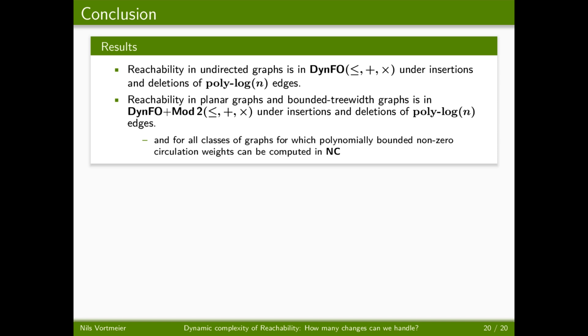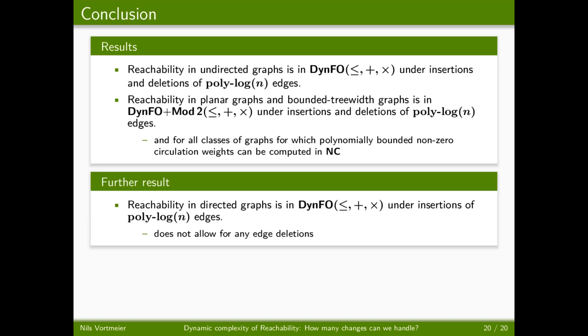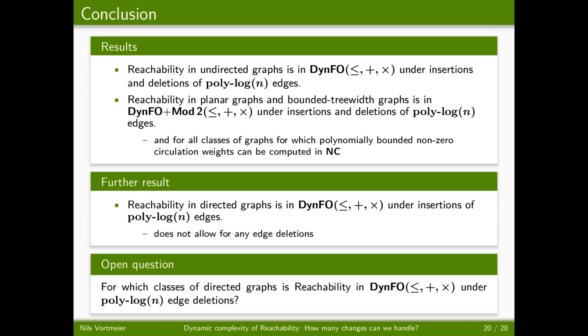We cannot maintain reachability under changes of more edges within this complexity. If we only allow insertions of polylogarithmically many edges and no edge deletions at all, then reachability in all directed graphs can be maintained in DynFO with arithmetics. If we only want to consider DynFO and want to allow both insertions and deletions of edges, then the ICALP-18 result is still the best available result for reachability on directed graphs. It can be maintained in DynFO under changes of log n over log log n size. It is still an open question for which classes of directed graphs one can maintain reachability in DynFO under simultaneous insertions and deletions of polylogarithmically many edges.